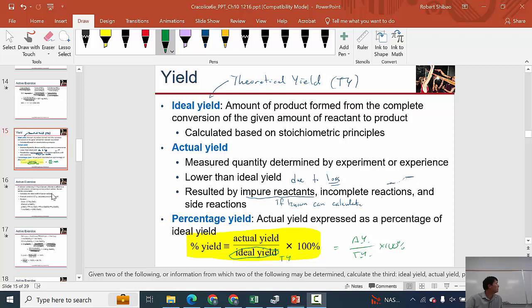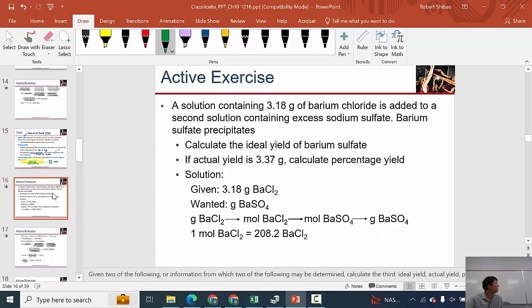All right, so let's take a look at a calculation here next. A solution containing 3.18 grams of barium chloride is added to a second solution containing excess sodium sulfate. Barium sulfate precipitates. Calculate the ideal yield of barium sulfate. So the first thing is we need a balanced chemical equation showing this reaction. So we'll need to write out the formula for barium chloride. What is the formula for barium chloride?